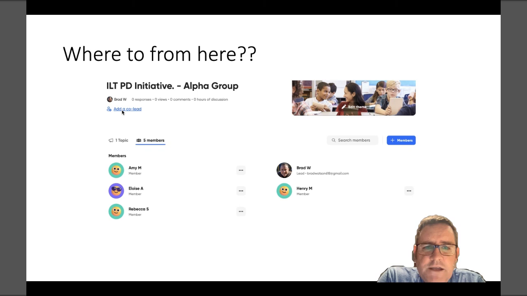So look, where to from here? Here's our little group. Hopefully you've managed to engage in Flipgrid because you're watching me right now. And what I want you to do is update your personal details. Maybe put your own photo up or a funky avatar or something like that. And of course, what I want you to do is record your first video.